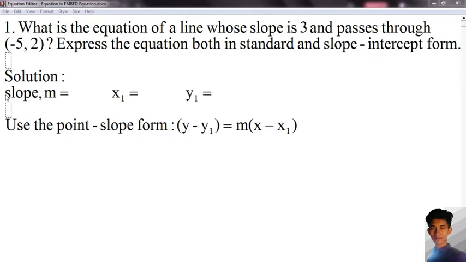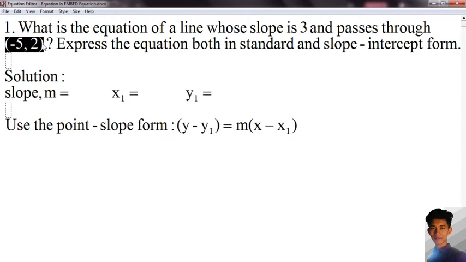So dito meron tayong tanong. What is the equation of a line whose slope is 3 and passes through -5, 2? So, express the equation both in standard and in slope-intercept form. Okay. So, ang lesson natin for today is determining or finding the equation of a line given ang kanyang slope, no? Given ang kanyang slope at given ang isang point na nandun sa line.